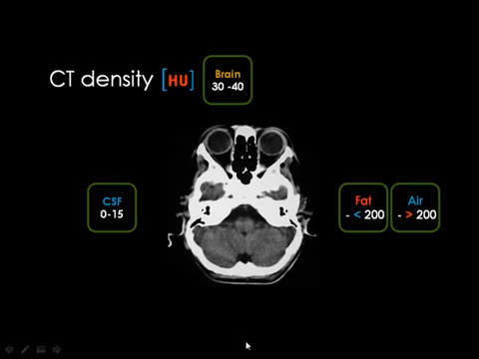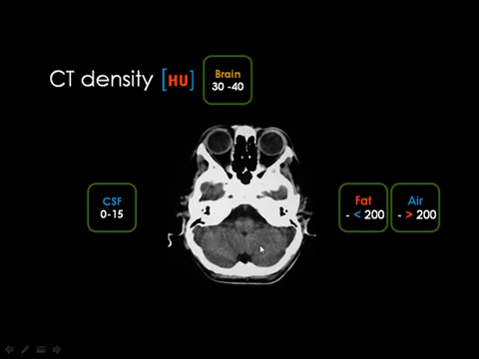Then, why do the lesions appear hypo, hyper, or iso? This is because of what's known as the density of the lesion, which is measured by the Hounsfield units. Hounsfield is the British physician who invented the CT scan. Then the units will measure the density of every tissue in the scan.